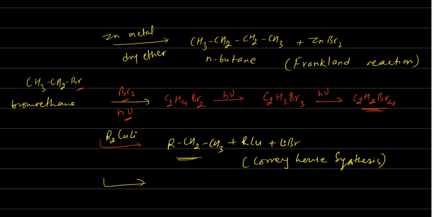When this bromoethane reacts with lead in the presence of sodium alloy, the product formed is TEL, that is tetraethyl lead. The molecular formula for tetraethyl lead is (C2H5)4Pb. Yes, then the minor product is sodium bromide. This is tetraethyl lead.